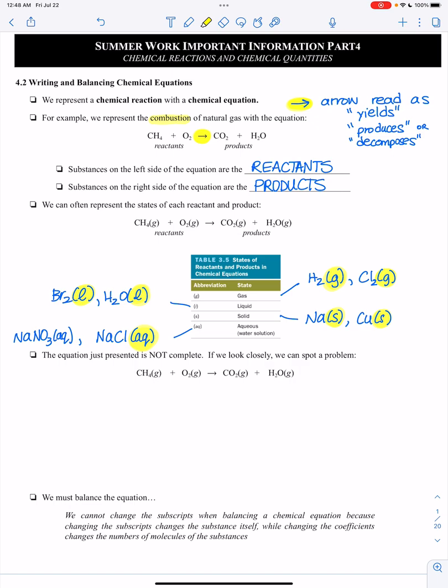Now this arrow right here, the reaction arrow, is read as yields, like I'm making it, or it produces. Sometimes you might even hear or see decompose, like whatever I start with is going to break apart. Substances on the left side of the equation are known as reactants. Substances on the right side are known as products. And as I've been doing for the last couple of lectures, I've filled in some notes so you could follow along and write it down as you're seeing it.